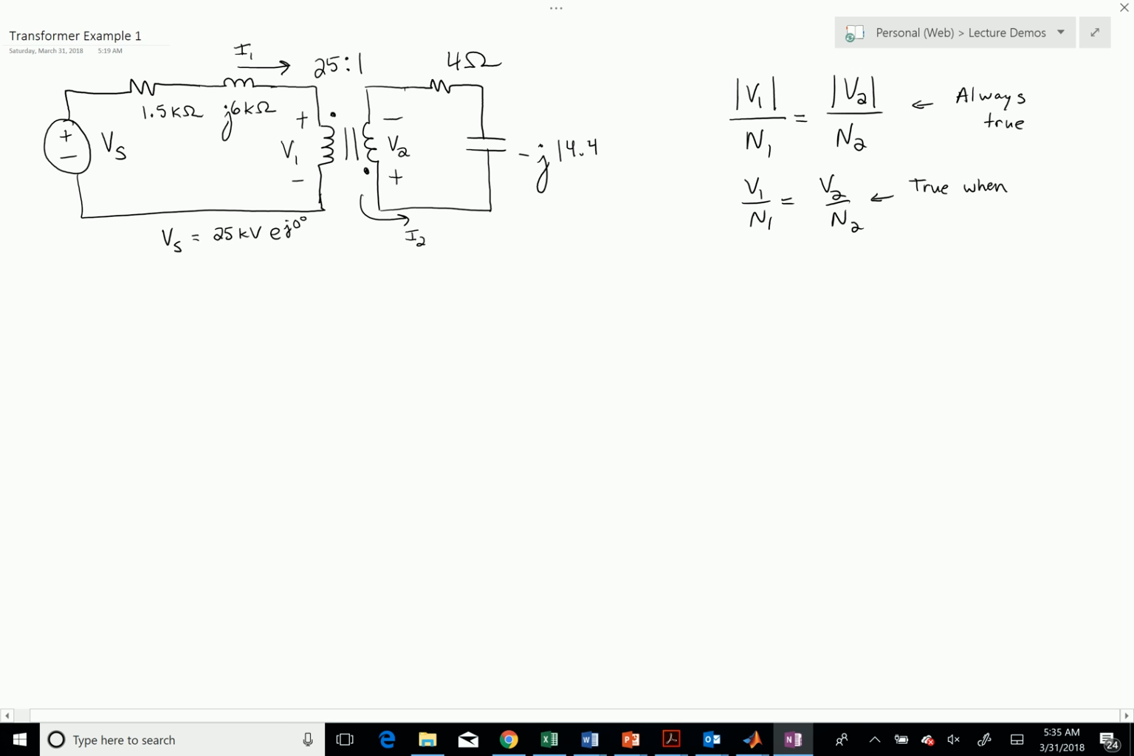This is true when both plus signs are at the same spot. Okay. Either both at the dot or both not at the dot.